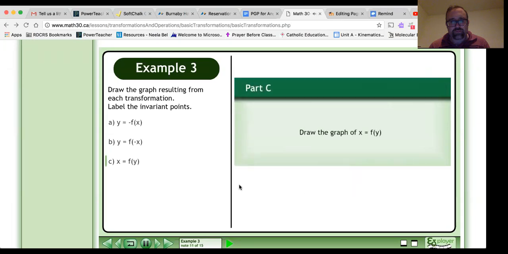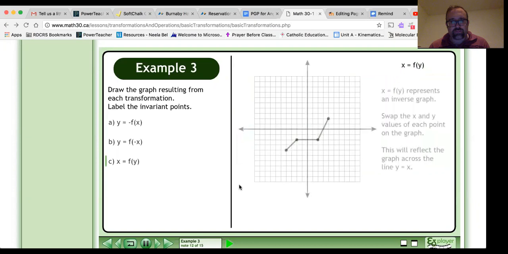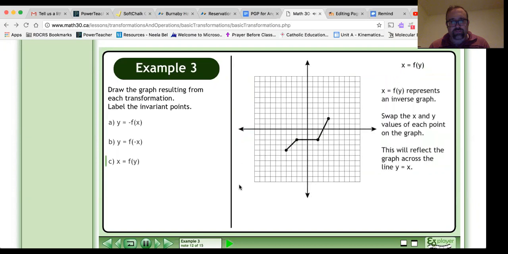In part C, we'll draw the graph of x equals f of y. X equals f of y represents an inverse graph. Swap the x and y values of each point on the graph. This will reflect the graph across the line y equals x.